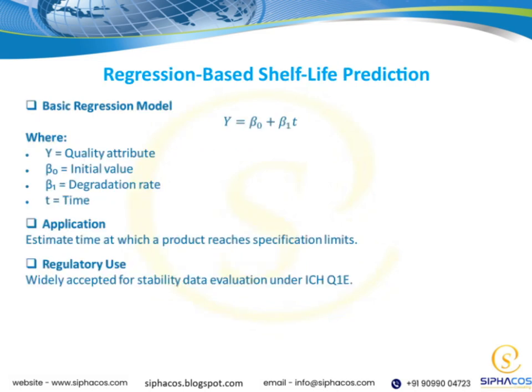Now, let's dive into regression-based shelf life prediction. This approach uses historical data to find patterns, linking product age with quality changes over time. By fitting a regression model, we can estimate how long a product will stay fresh or effective. It's a powerful way to make informed decisions about expiration dates, reducing waste while keeping safety front and center. In short, regression helps us predict shelf life with more confidence and clarity.